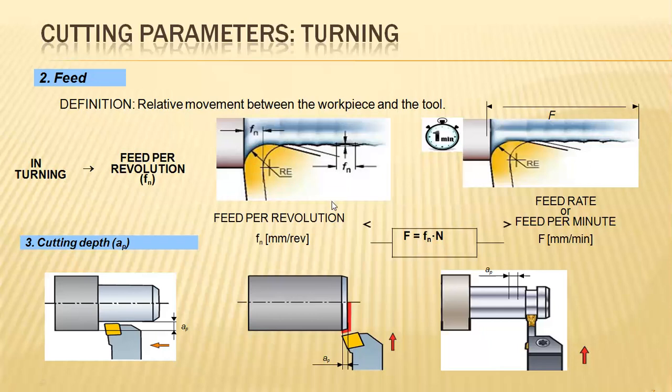Third one, you need to consider that feed F is equal to feed per revolution into the spindle speed. Based on that, we can calculate the feed per revolution. So feed is nothing but the certain material which is removed in the mm range per each and every revolution, and that is called feed rate.